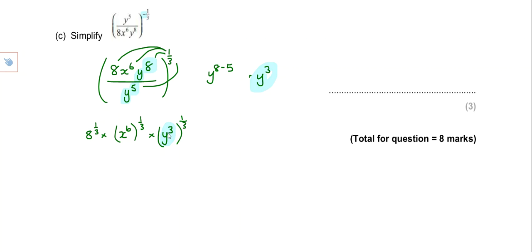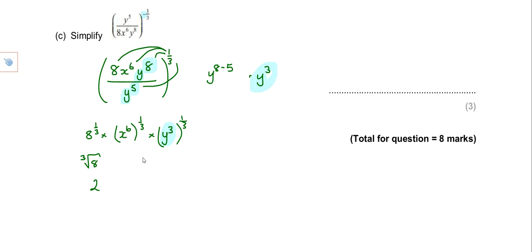Now this is why I said I wouldn't turn it into a cube root yet, because actually I don't want it for a cube root there or there, but for the 8 it is worth doing. So I can do the cube root of 8, which is 2. And then how do I deal with x to the power of 6 to the power of a third?